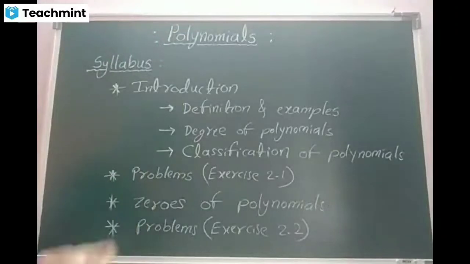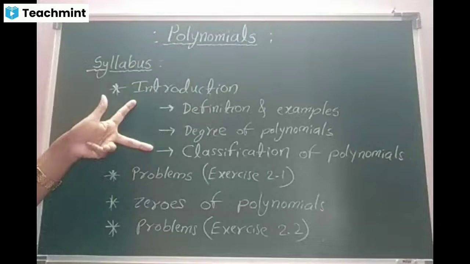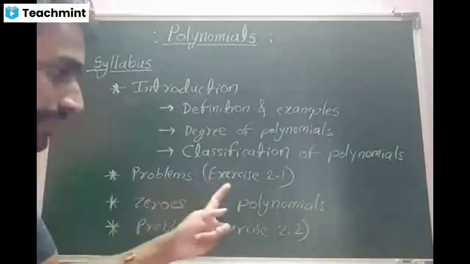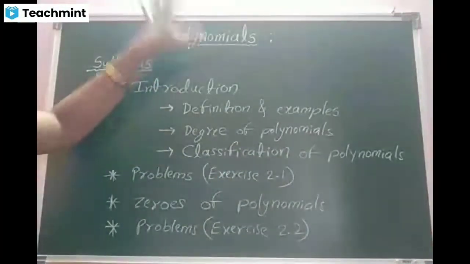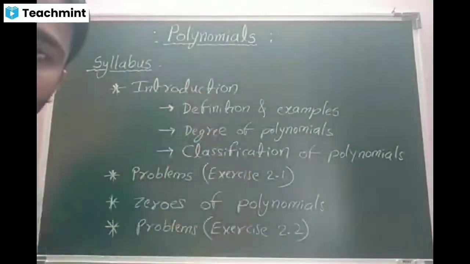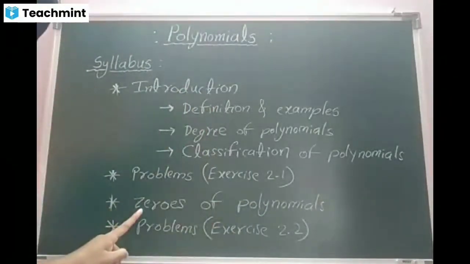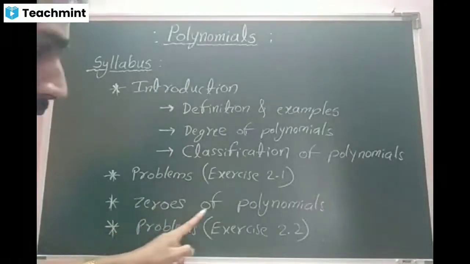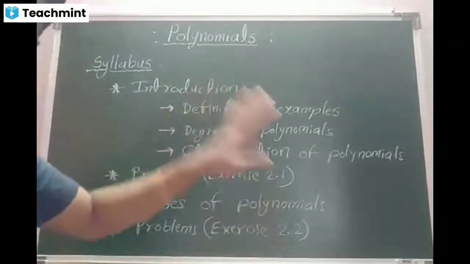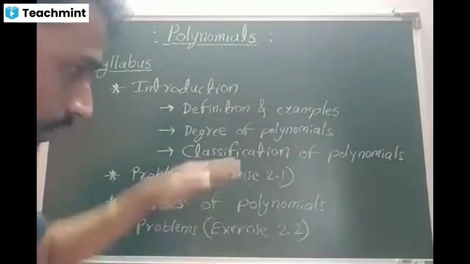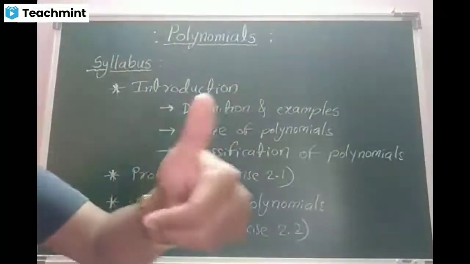Yes, sir. Then, beta, depending on this particular aspect, we're going to solve the problems, which is exercise 2.1. This is the first part of the syllabus for the chapter polynomials. Is that clear to you? Afterwards, we're going to deal with the new concept, zeros of polynomials. Your 9th standard syllabus for polynomials actually begins from here, beta. The earlier one is nothing but the revision of 7th and 8th standard concepts. Is that clear to everyone?